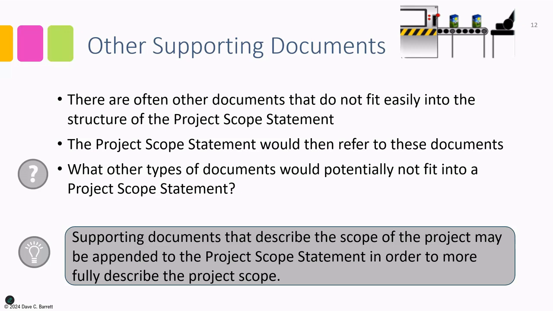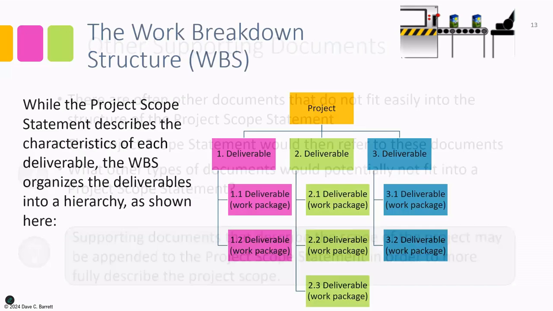In that case, the project scope statement refers to these documents, references them, and you can view the project scope statement as the index of where all the scope is. Even if it's not contained within the pages of the scope statement, it may refer to other documents. And that's answering the question of what other types of documents would potentially not fit. So key idea, supporting documents that describe the scope of the project may be appended to the project scope statement, or the scope statement may reference them in order to more fully describe the project scope.